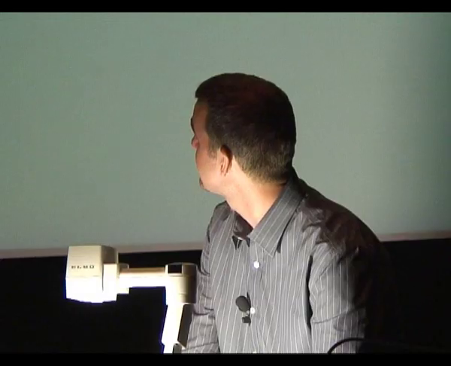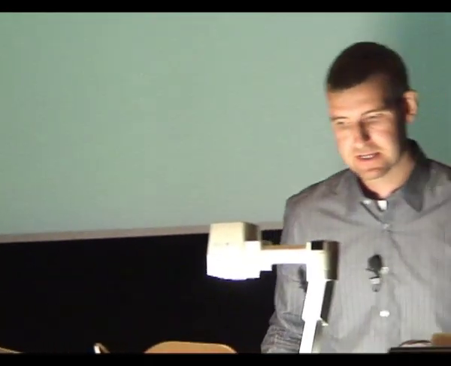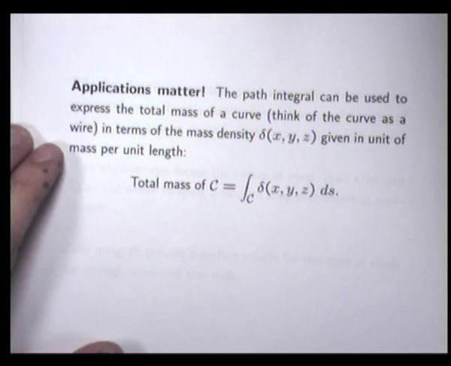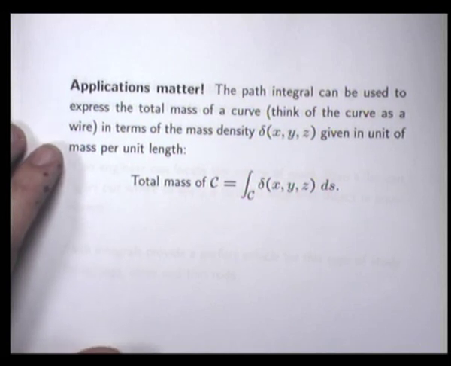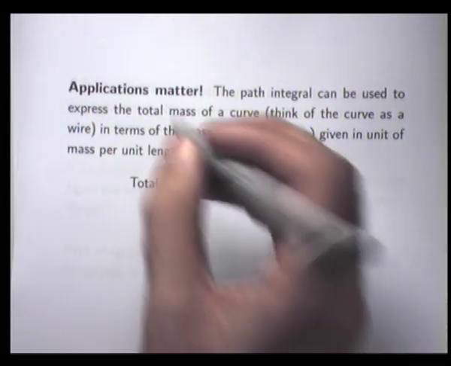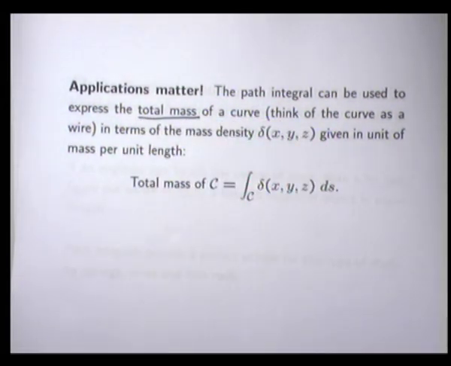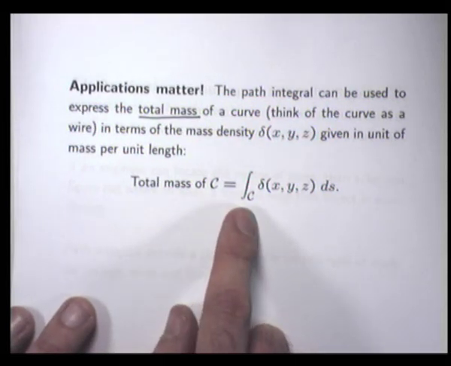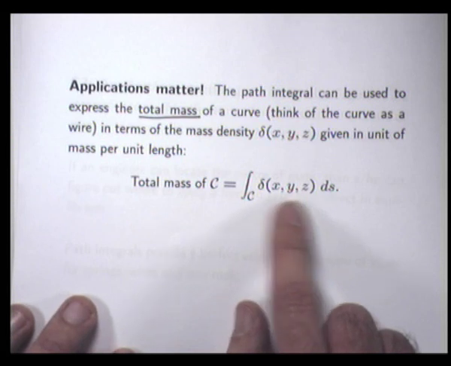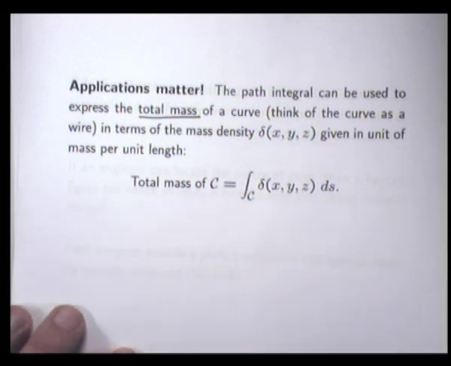All right, let's look at some applications, because they matter. Why are these path integrals physically significant? Well, one answer to that question is if we have a wire or a coil or a spring lying in three-dimensional space, and we would like to calculate the total mass of that wire. If we know the density at any point in the wire, then the total mass is equal to the path integral of the density function integrated over the curve or the path C.